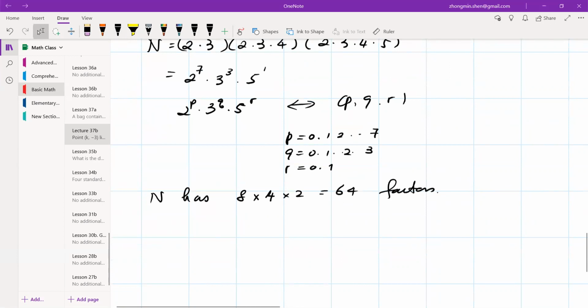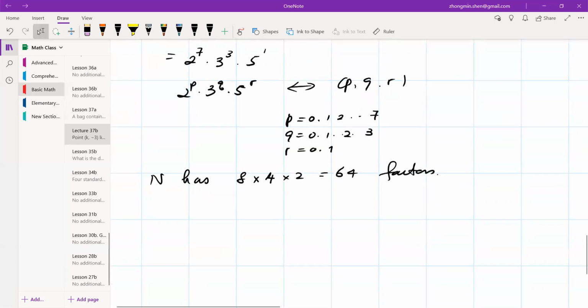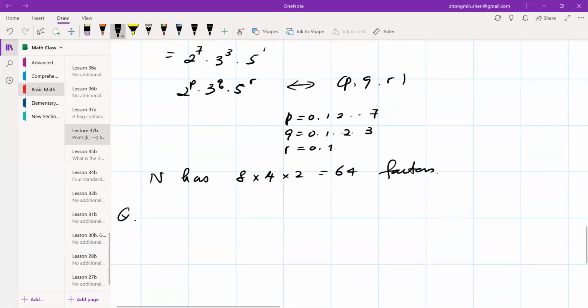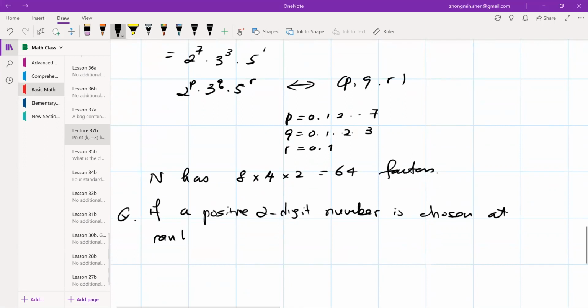All right, so now I'm going to talk about probability problems. The first problem I want to discuss is: if a positive two-digit number is chosen at random, what is the probability that its digits differ by, let's say, 2?